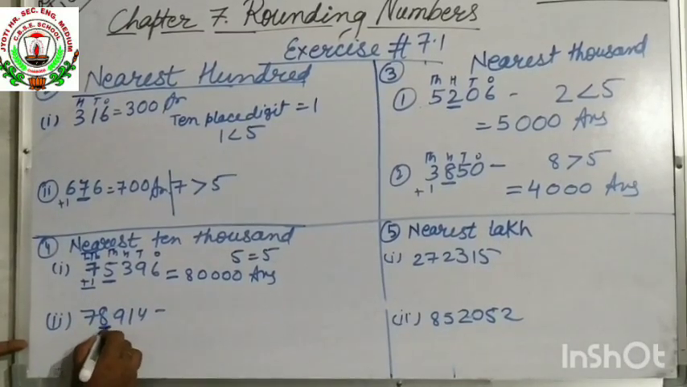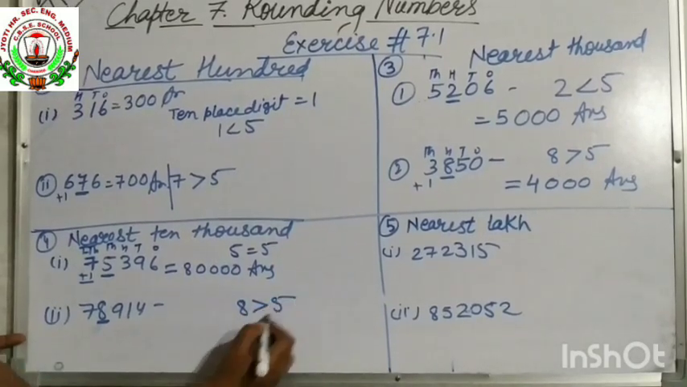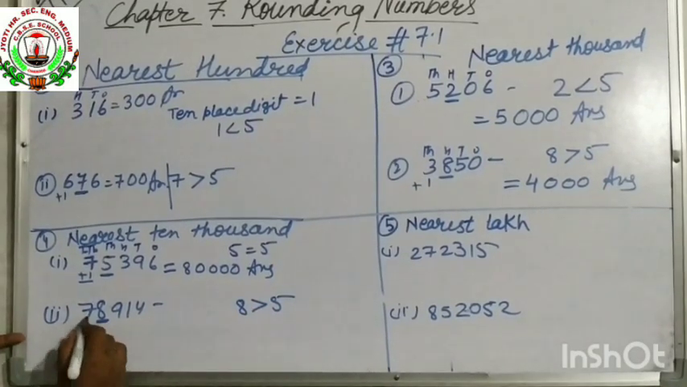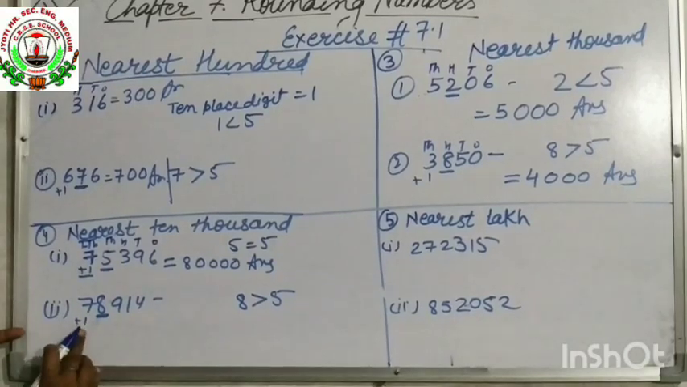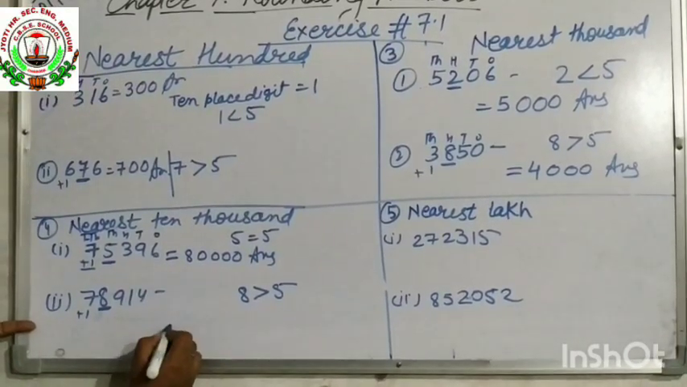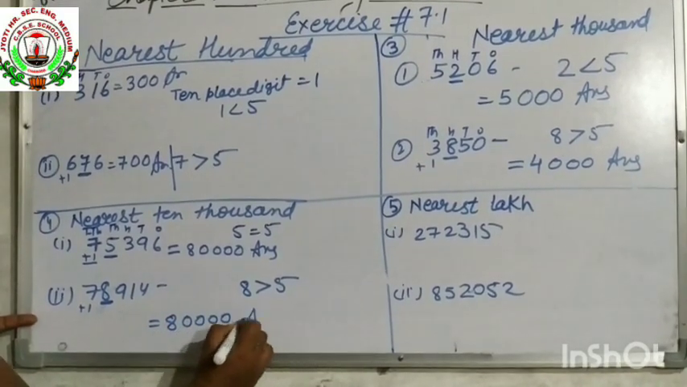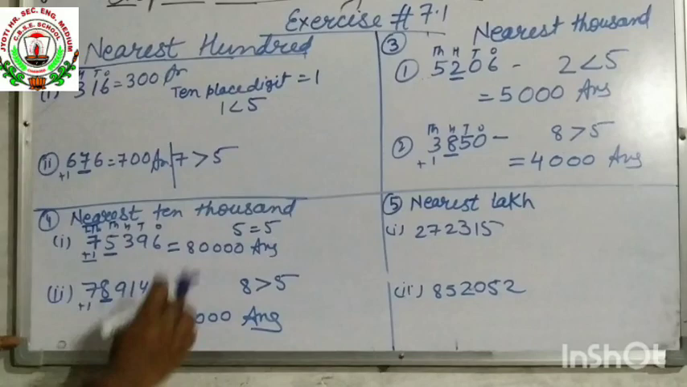So we have to see the 1000 place number, which is 8. 8 is greater than 5. So if it is greater than 5, here you will add 1 to the required number of rounding. That 7 plus 1 is 8, and all the digits will be 0. So it is the nearest 10,000.